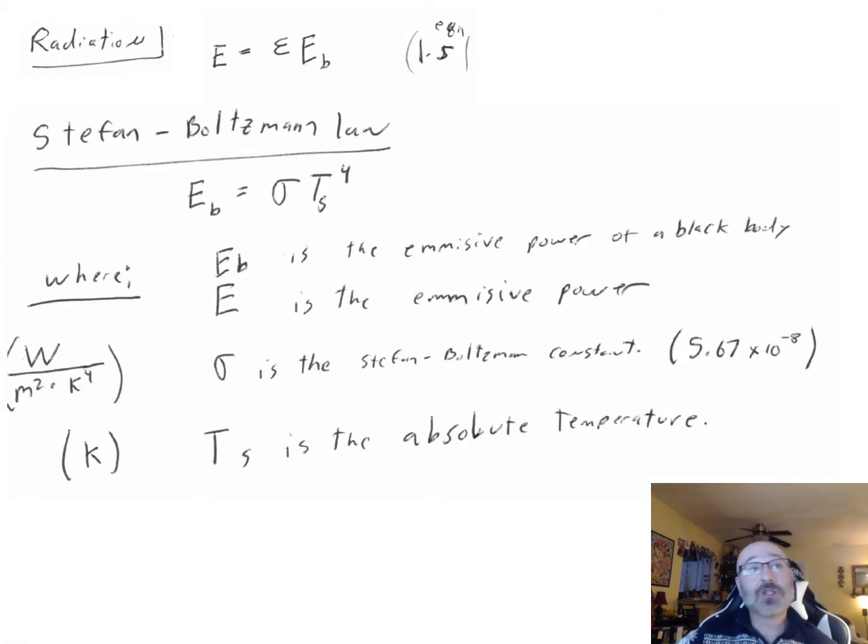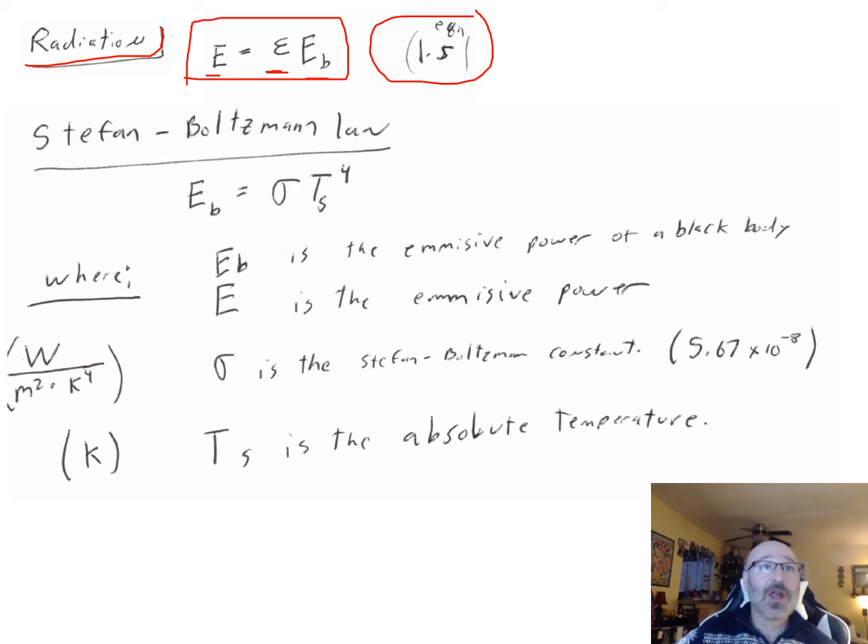So as we move on to radiation, our governing equation is going to come from 1.5 in our textbook. We have E equal to epsilon times E_b, where E is our emissive power, epsilon is our emissivity, and E_b is the emissive power of a black body. So this is our governing equation, and we can reference back to equation 1.5 in our textbook for that.